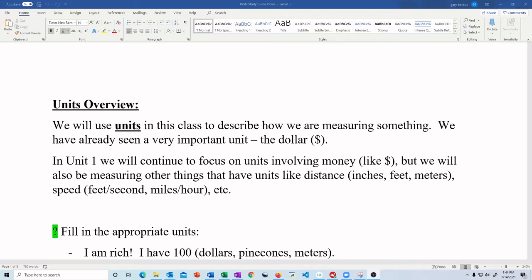In this video we're going to be going over units, unit price, and then the idea of rates. And that makes up pretty much all of this section of Unit 1. So let's get into it.